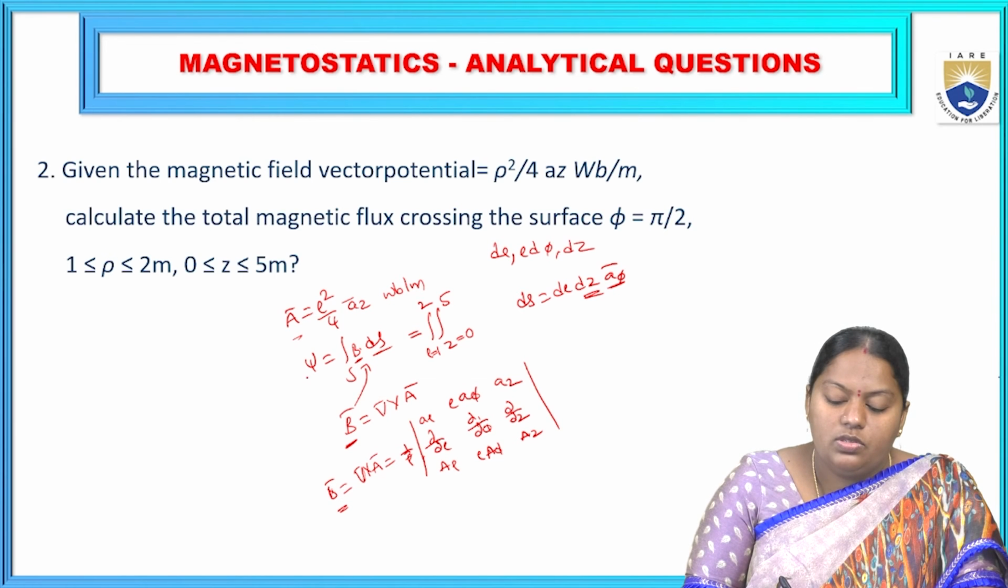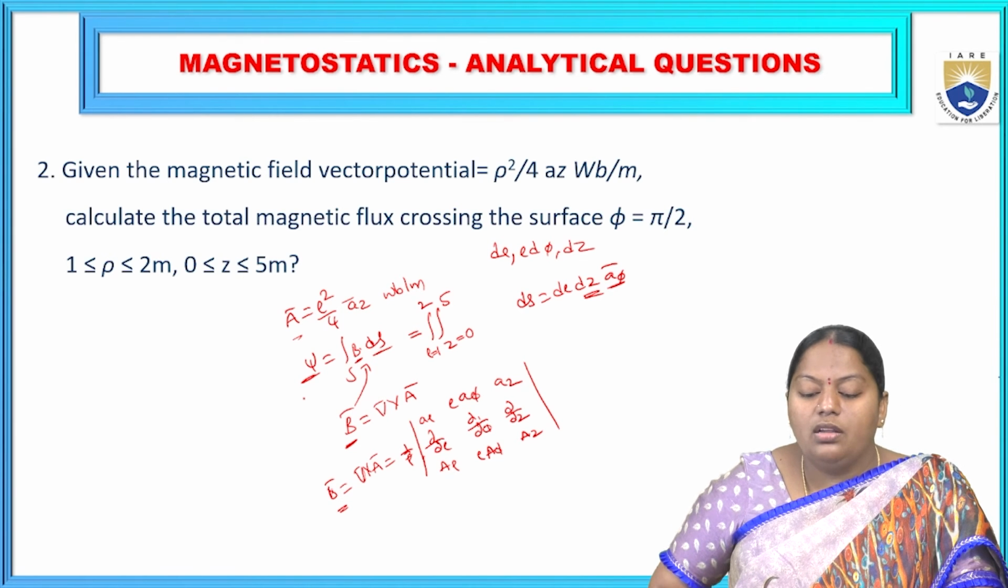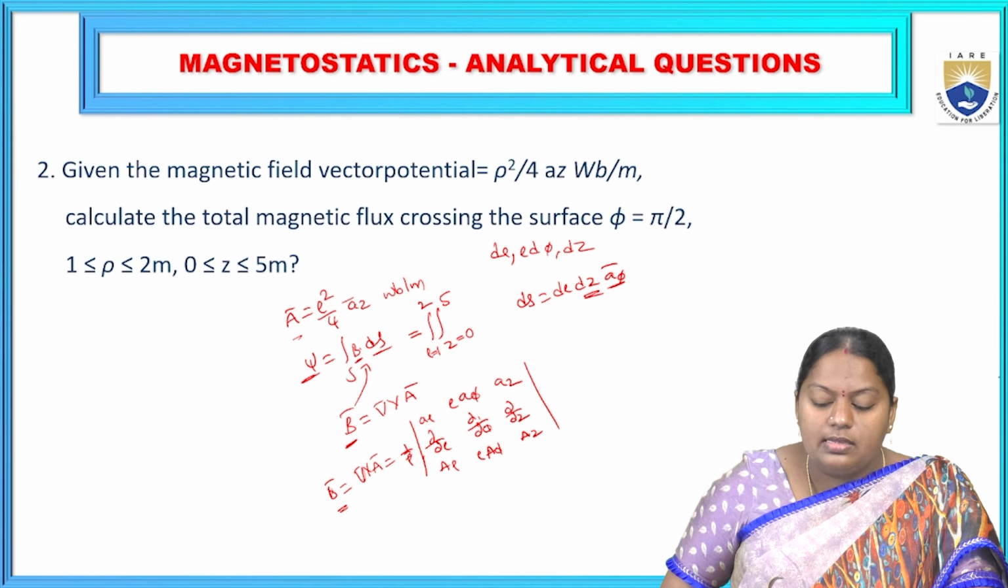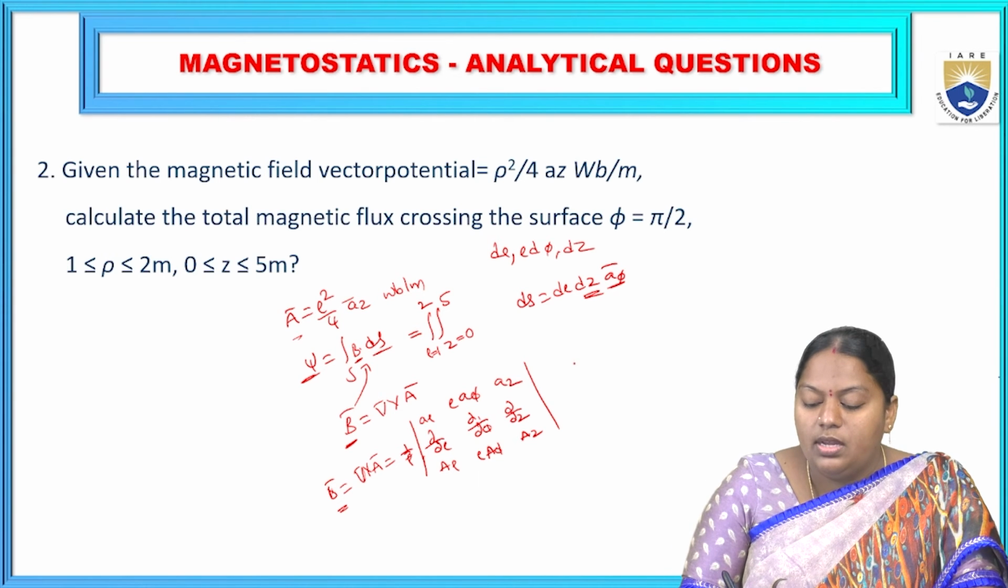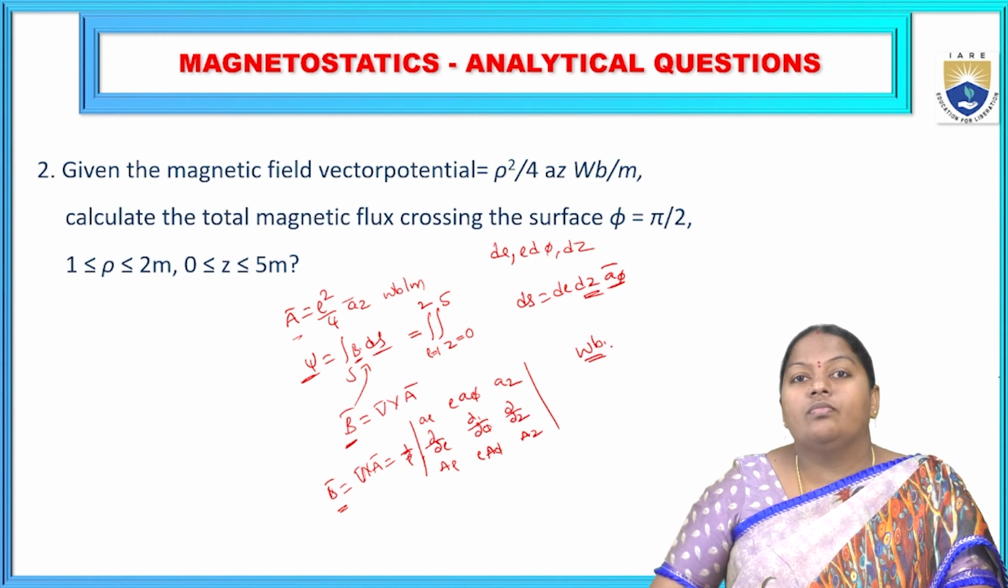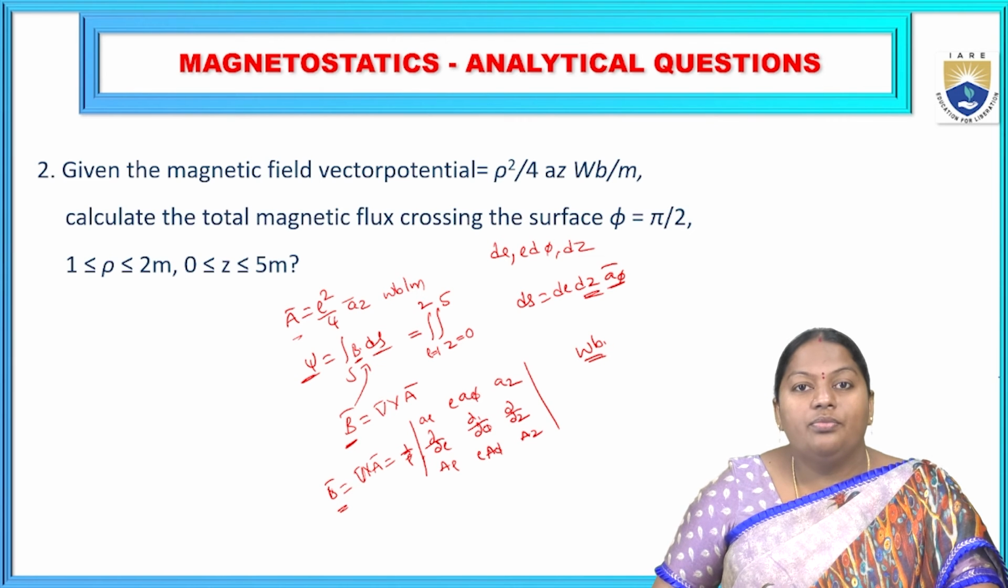Upon that, we are going to simplify the equation for the magnetic flux crossing that particular surface, and it should be expressed in terms of Webers. Magnetic flux is generally measured in Webers.